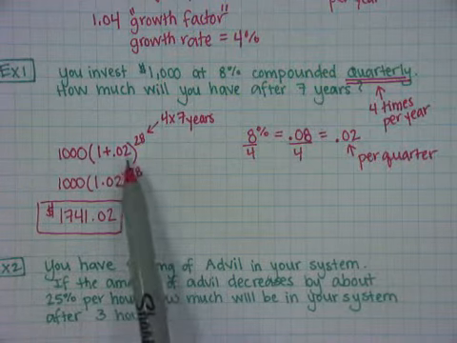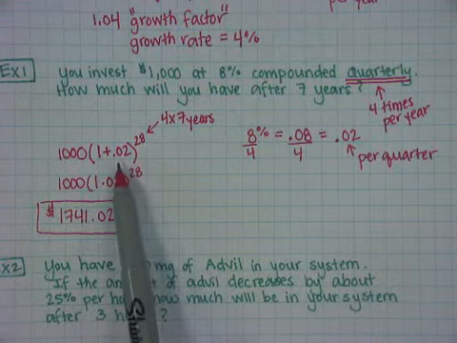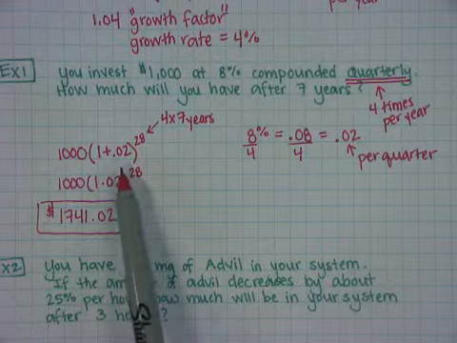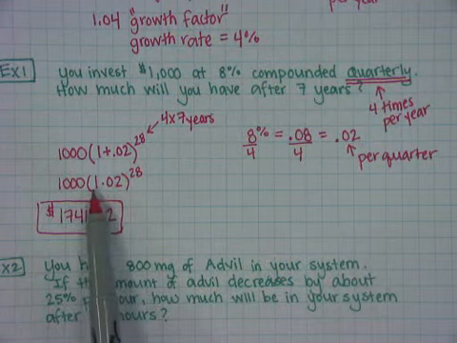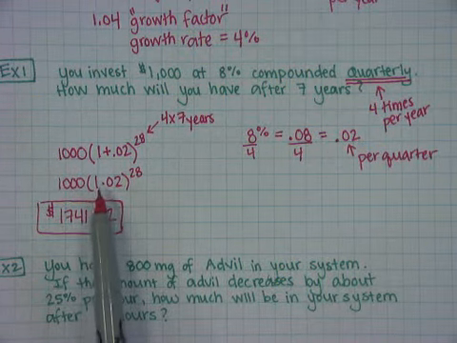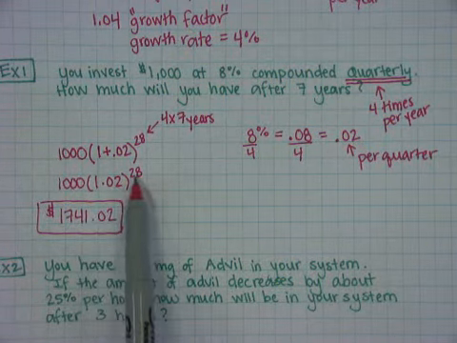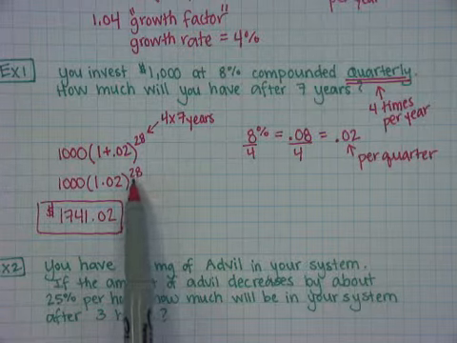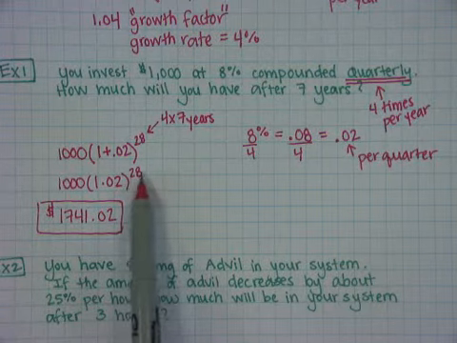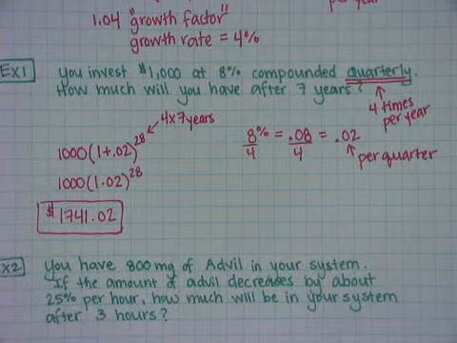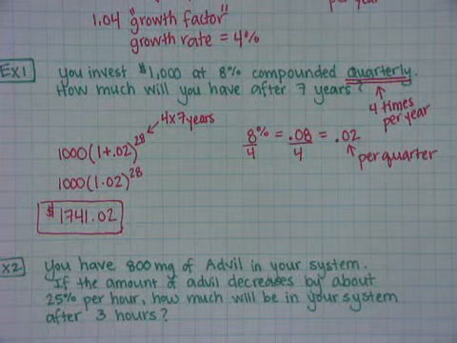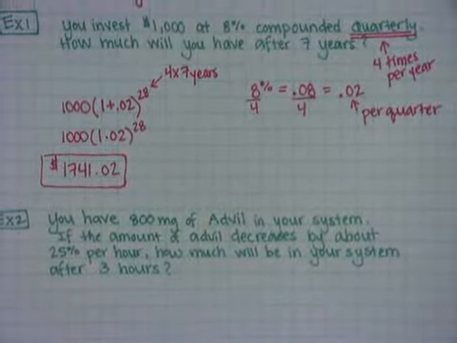So where did the 0.02 come from? The percent per quarter, right? Because it's 8 under the quarters. Where did the 1 come from? The 100%, good. Where did the 28 come from? 4 times 7. 4 times 7, good. And what was the 1,000? Invested. That's how much we started with, our investment. Good.